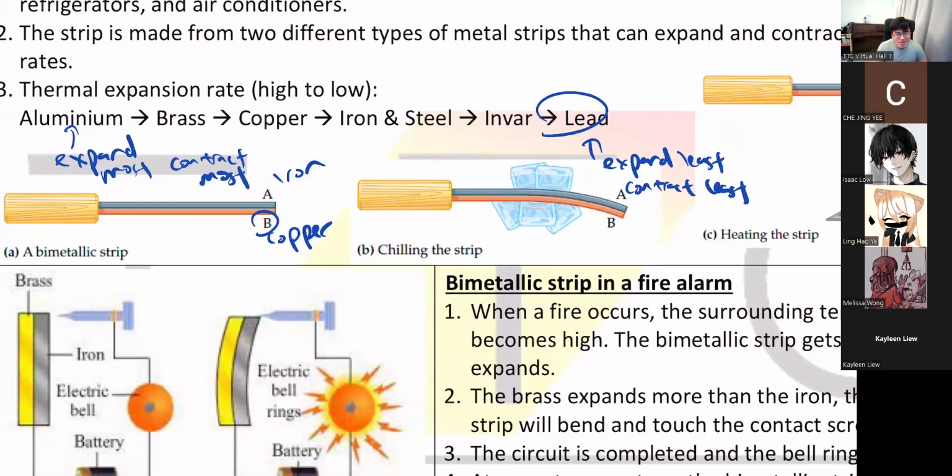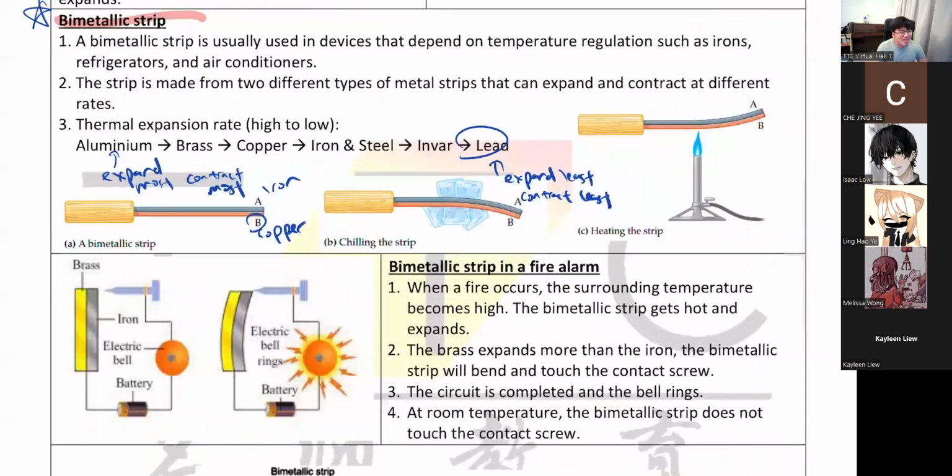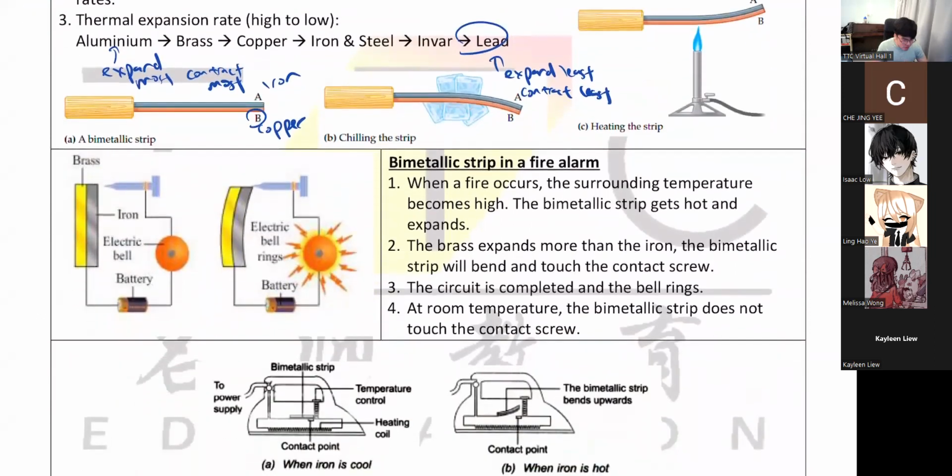Okay, that's cool. So this is what happens when it contracts and when it expands. You must say, sir, what did we learn this for? This thing is used in a fire alarm, as you can see. They put brass and iron, so when you have a fire, this thing will bend and touch, and your alarm bell will ring.